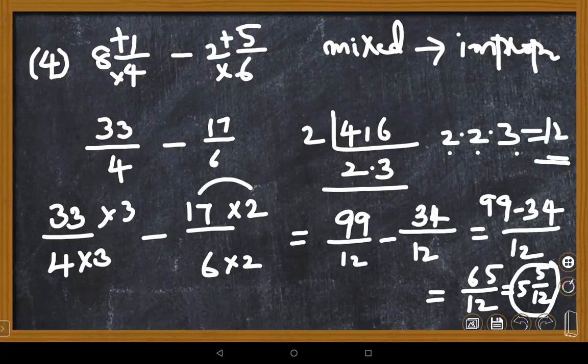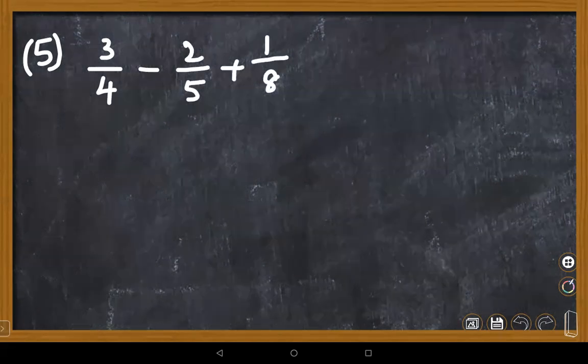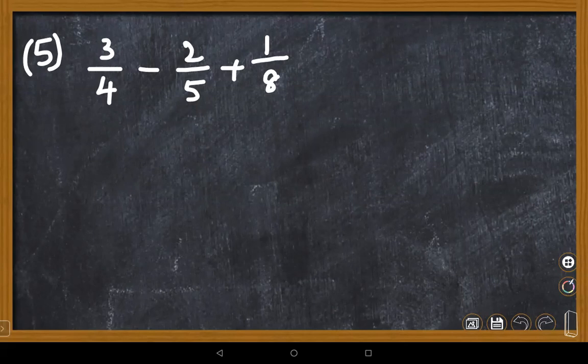Because fractions, decimals and integers are very, very important for senior classes. If you have any doubts, please let me know, I'll help you. The last bit I gave as homework, mixed operations: 3 by 4 minus 2 by 5 plus 1 by 8. Whatever homework I give, please try it whenever you have free time.